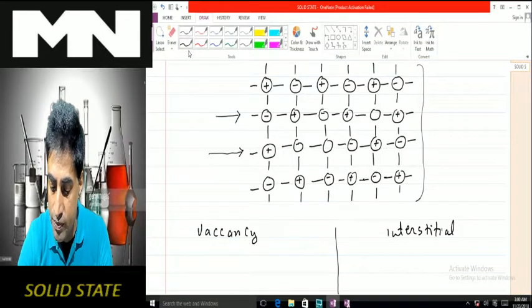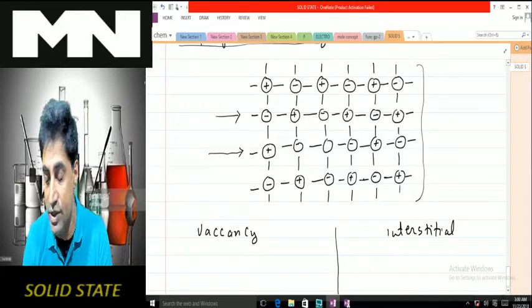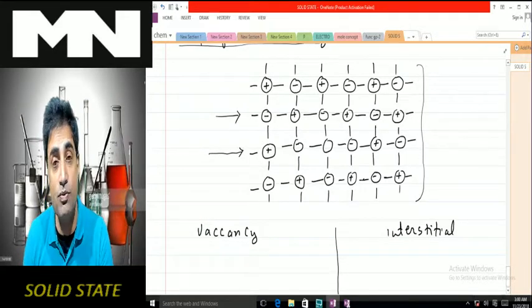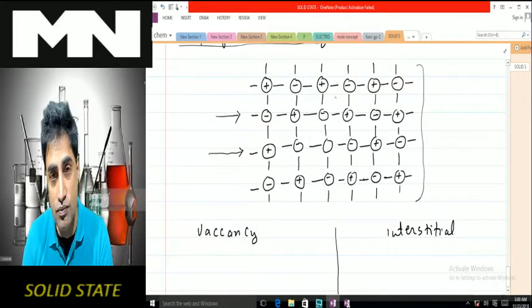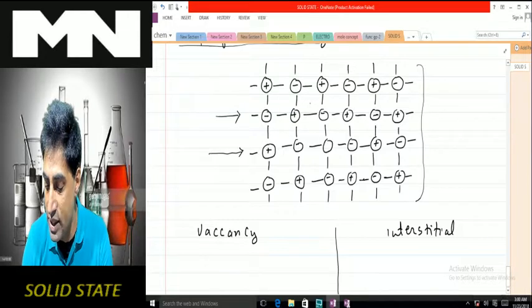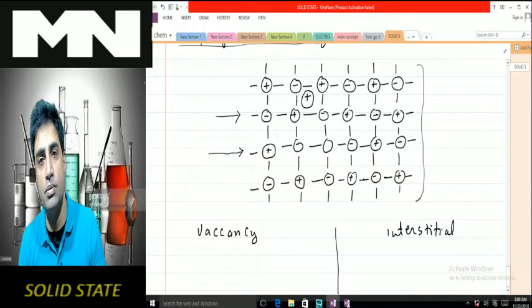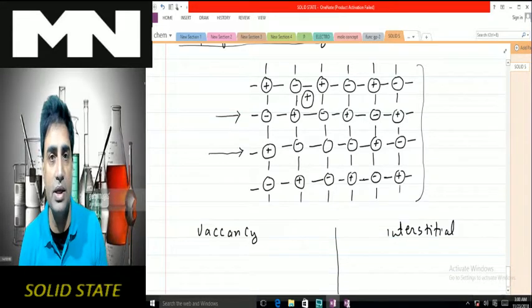Now we'll see interstitial imperfection. Well, in interstitial imperfection, only a cation is found missing. But instead of moving out of the crystal, the cation occupies an interstitial site somewhere. Like it is here only. It is not moving out of the crystal. In vacancy imperfection, the cation and anion were moving out of the crystal. Same number of cations and anions were found missing.